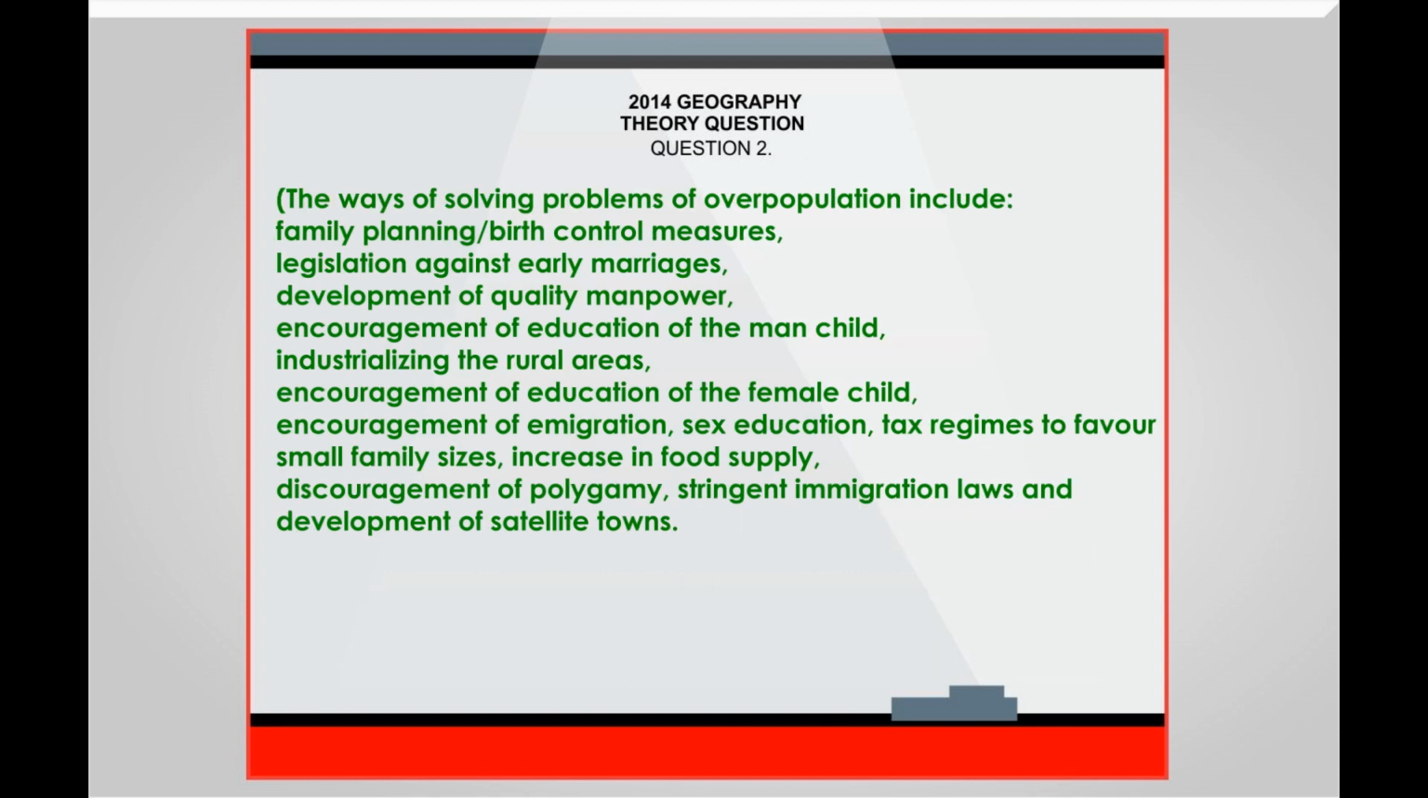The ways of solving the problems of overpopulation include family planning/birth control measures, legislation against early marriages, development of quality manpower, encouragement of education of the male child, industrializing the rural areas, encouragement of education of the female child, encouragement of immigration, sex education, tax regimes to favor small family sizes, increase in food supply, discouragement of polygamy, stringent immigration laws, and development of satellite towns.